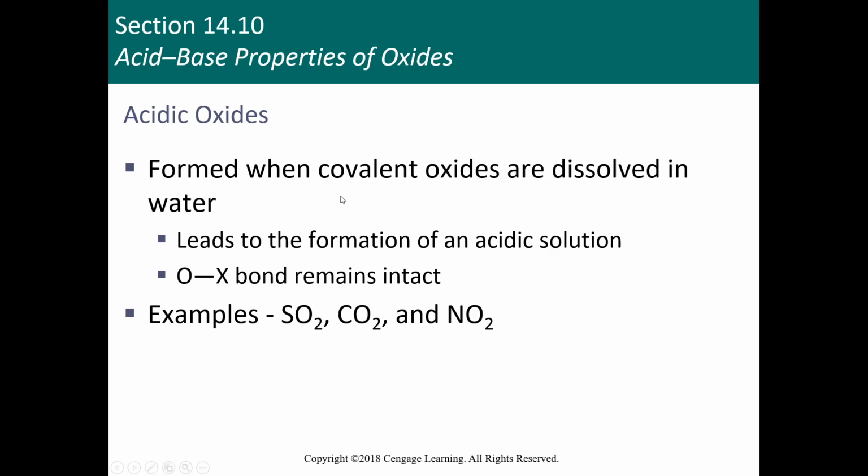So the acid oxides are going to be formed when covalent oxides are dissolved in water. This is going to lead to the formation of an acidic solution. The O-X bond remains intact in these cases. Examples of this are things like SO2, CO2, NO2.